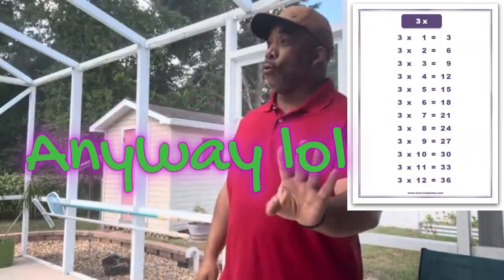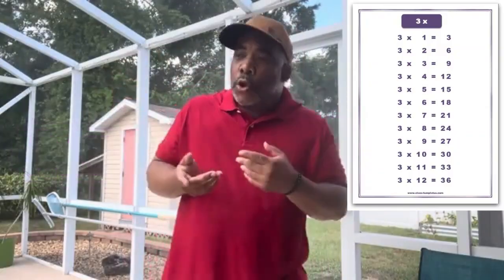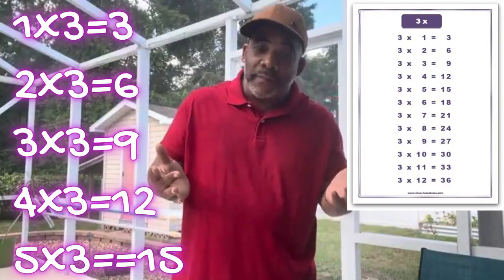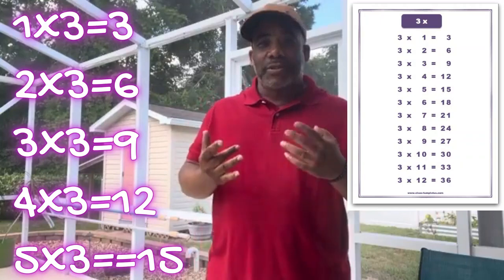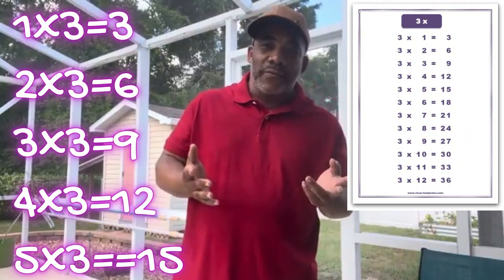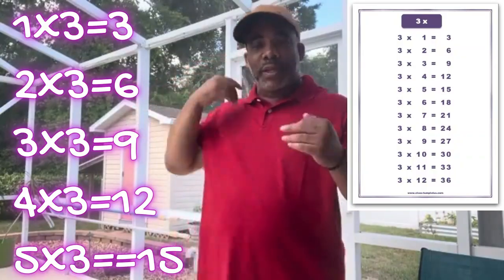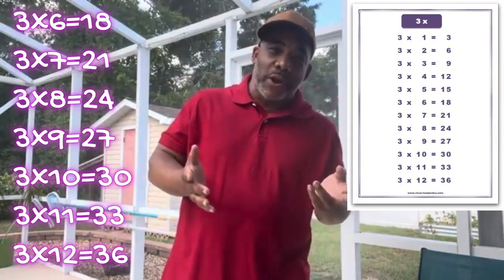But anywho, before we get all advanced and stuff, we have to start with 1 times 3 is 3. 2 times 3 is 6. 3 times 3 is 9. 4 times 3 is 12. 5 times 3 is 15. 6 times 3 is 18. 7 times 3 is 21.